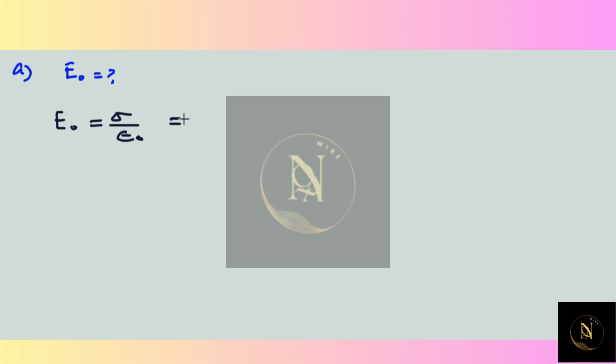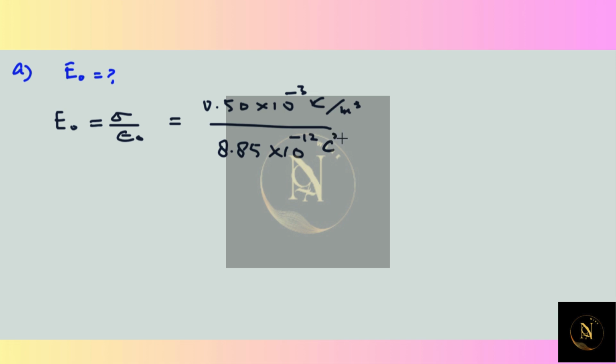By inserting values into this equation, we can write 0.50 multiplied by 10 raised to the power minus 3 coulomb per meter cubed, divided by epsilon naught, which is equal to 8.85 multiplied by 10 raised to the power minus 12 coulomb squared per newton meter squared. So from here, E naught is equal to 5.65 multiplied by 10 raised to the power 7 volt per meter.